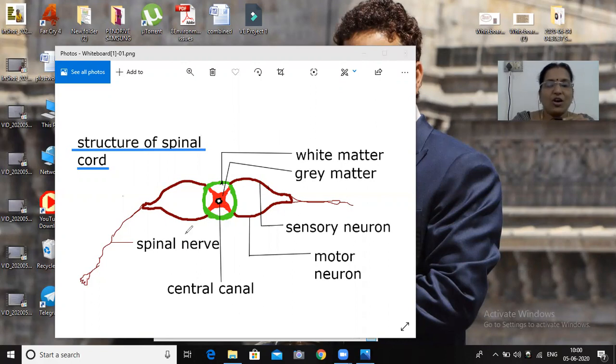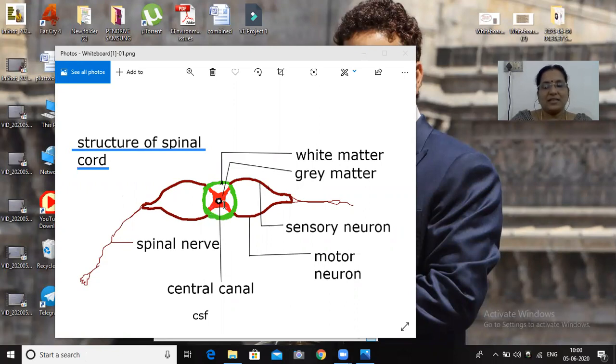So what about the protection of the spinal cord? Spinal cord is well protected inside vertebral column. Like brain, it is also covered by three-layered meninges. That is also a method of protection. Then the central canal is present. Here we can see cerebrospinal fluid. Cerebrospinal fluid is abbreviated as CSF. So cerebrospinal fluid is present inside the central canal.